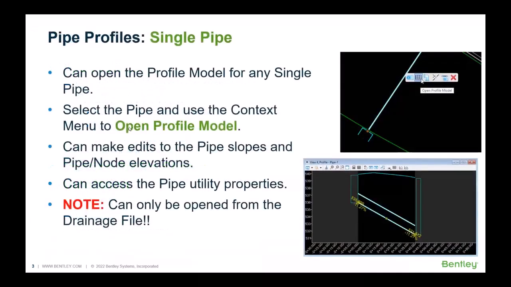So first up is the single pipe profile. You can open the pipe profile for any singular pipe just by selecting it and hovering over it and going to the context menu, just like you would any other civil linear element. You can make edits to the pipe profile elevations as well as the structure elevations inside the pipe profile. You can also get to the utility properties from here. And just a note, you can only do this in the drainage file, right? I think in previous versions you were able to access the pipe profile, but moving forward, due to referencing issues, you can only do this in the drainage file.